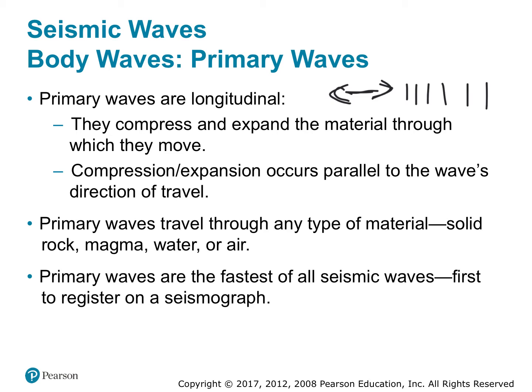Now, another very important characteristic of primary waves, these longitudinal waves, is that they will travel through any type of material: solid, liquid, or gas. So solid things like rock, liquids like magma or water, even a gas like air. Primary waves can travel through any type of material. And as I said previously, they're also the fastest, so they travel the fastest.